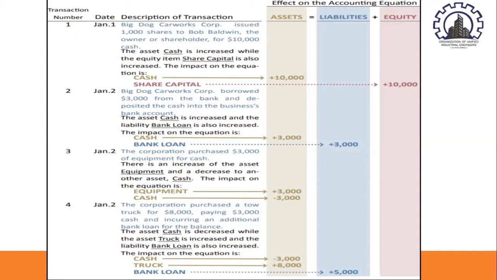So that is why your cash, which is your asset, is negative 3,000. Your truck, which you gained because you purchased it, so you have plus 8,000. And your bank loans is, since you have not paid for it yet, so it increased, which is positive 5,000.